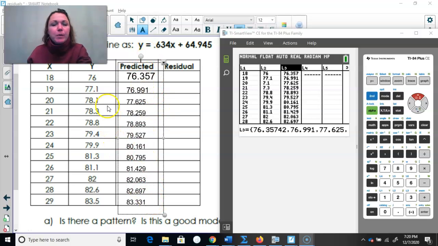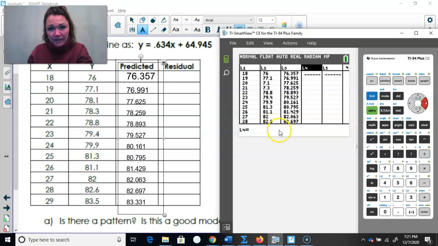Now what we want to do is find the residual for each x value. So that's the difference, that's y minus y hat, that predicted y. Well, if I don't have a graphing calculator at my disposal right now, I can just go ahead and subtract each one of these individually. However, I have this L4 list over here that could really help us out. We know that L2 is our observed y, and L3 is our predicted y.